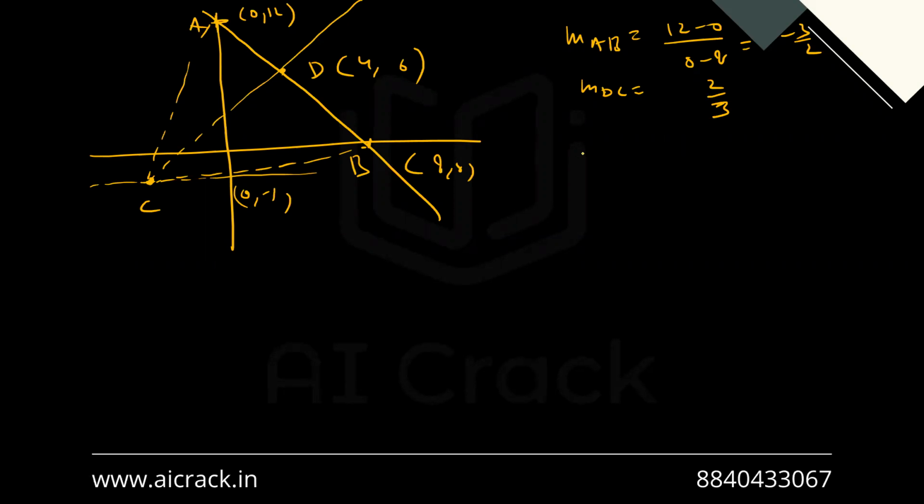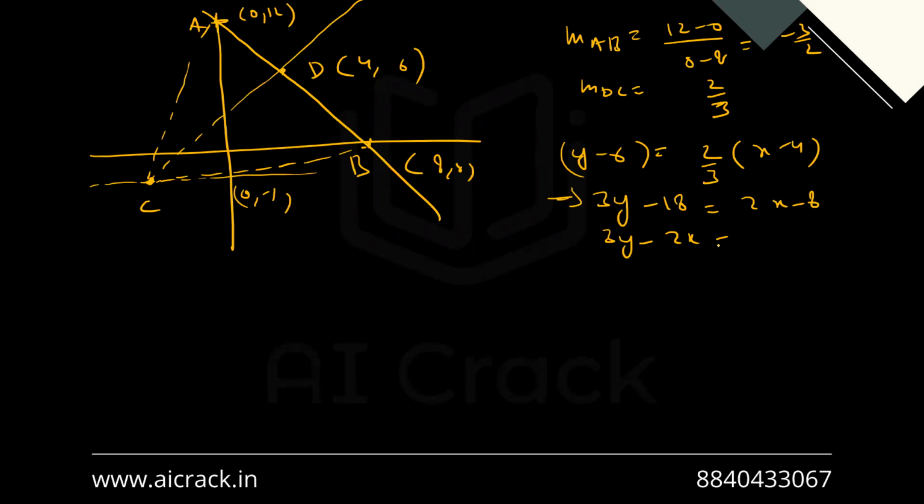So we can write down the equation of DC as y minus 6 equals 2 by 3 (x minus 4). This becomes 3y minus 18 equals 2x minus 8. So 3y minus 2x minus 10 equals 0. So this is the equation of DC. Now this DC is passing through this point.